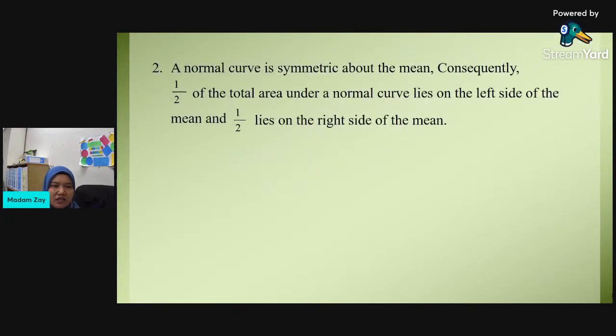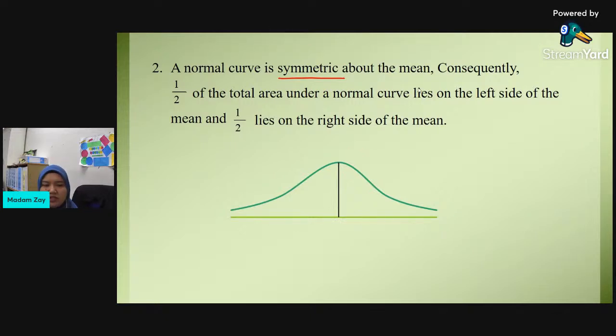Okay. And then the second one, a normal curve is symmetric. So, about the mean kan, dia symmetric. What it means? Kalau dia symmetric, maksudnya belah kiri sama dengan belah kanan lah. So, mean kita ni adalah line of reflection. Bila line of reflection, belah kiri ada area dia, belah kanan pun ada area. So, consequently, half of the total area under a normal curve lies on the left side of the mean and another half will be lying on the right side of the mean.